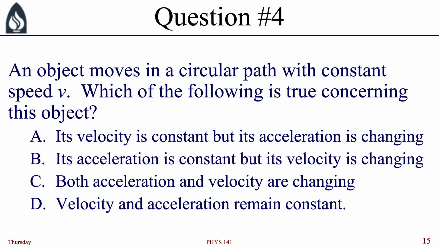So here is a question for you. Let's say there is an object which is moving in a circular path with a constant speed. Which of the following is true concerning this object? Is its velocity constant, but its acceleration changing? Is its acceleration constant but velocity changing? Are both the acceleration and velocity changing, or are they constant? So pause the video here and think over these different choices and pick the one that you think is correct.